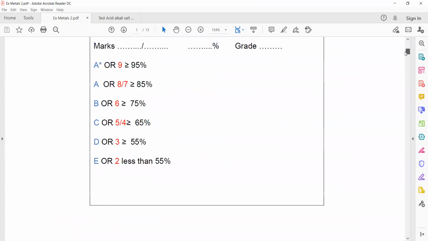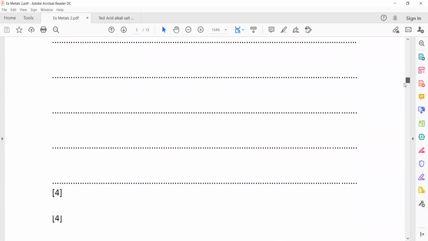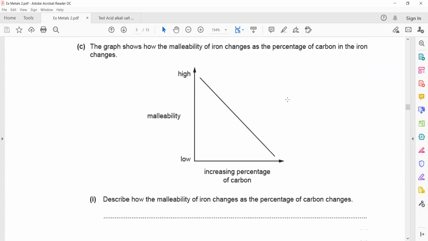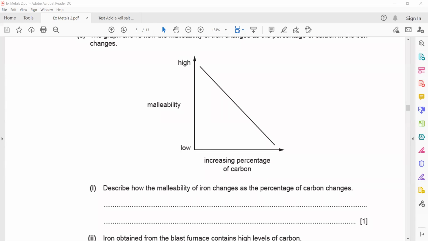Question 2, C. The graph shows how the malleability of iron changes as a percentage of the carbon changes. So you can see as we increase the percentage of the carbon, it becomes less malleable. Less malleable means that the layers cannot slide over each other. And the reason why the layers cannot slide over each other is because the size of the carbon atom is different from the size of the iron.